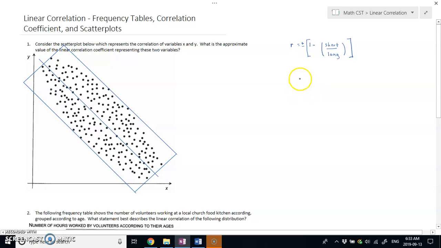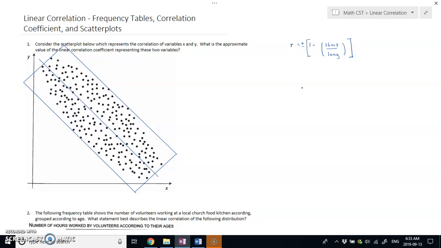Hi people, so we're going to go through in this video some of the commonplace questions for linear correlation, frequency tables, and just understanding the correlation coefficient in general. All of these questions show up on the multiple choice and on the short answer portion of the CST exam, and I think it's super important to understand what's going on here because it's bound to show up.